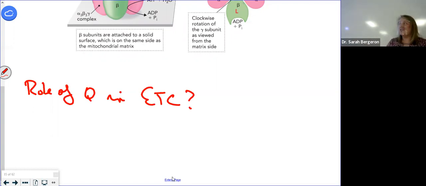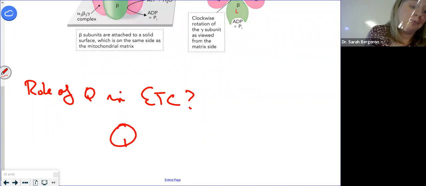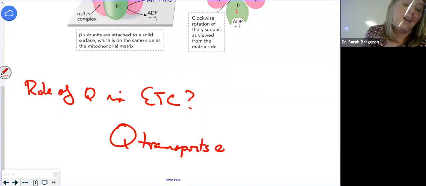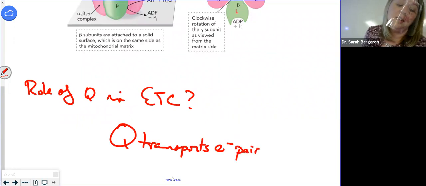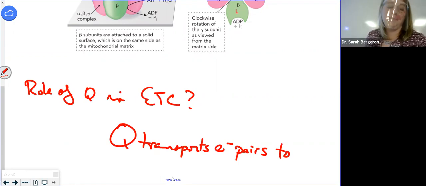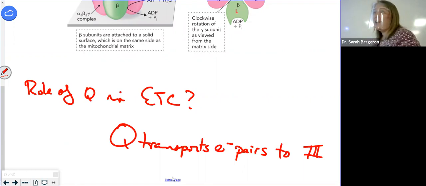It's not the hydrogens. Or electrons. Yes, so Q does transport electrons. We'll say electron pairs, right? To what? Complex what? 3. Okay, that's a very true statement.